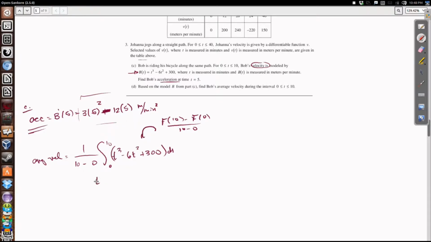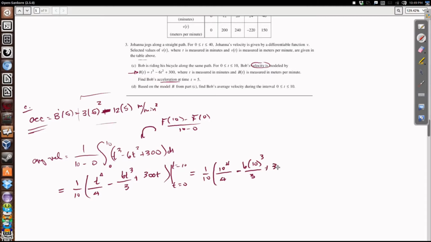So the antiderivative of this is going to be t to the 4th over 4 minus 6t cubed over 3 plus 300t. And no, I'm not going to simplify this. The only thing I'm going to do is put the 1/10 out in front, evaluate from t equals 0 to t equals 10, and substitute. So this is going to be 1/10 of the expression: 10 to the 4th over 4, minus 6 times 10 cubed over 3, plus 300 times 10. And I would put minus a whole bunch of other stuff, but substituting 0 into this polynomial gives me 0. So my average velocity is going to be this expression, in terms of meters per minute. So this is what we're looking at for part D.